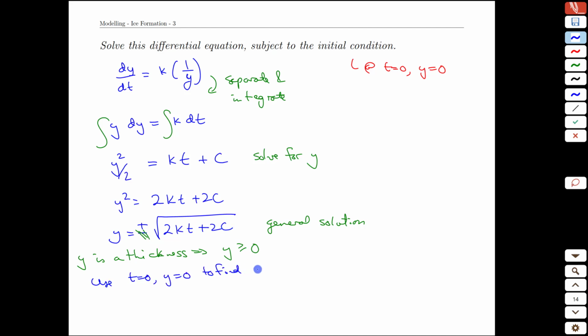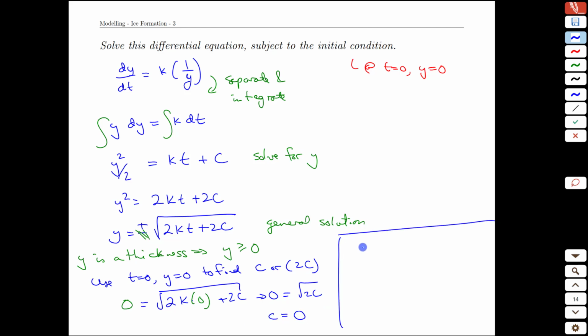We use those values to solve for c. Or more particularly, we're going to find c, or in fact, we're going to find 2c. If we sub those values in, we have y, which is 0, equals the square root of 2kt, but t is 0 as well, plus 2c. That very quickly gives us 0 equals the square root of 2c, or c equals 0. Leading in the end to our final answer, y is simply equal to the square root of 2kt, all together inside the square root sign. That is the function for the thickness of the ice over time.